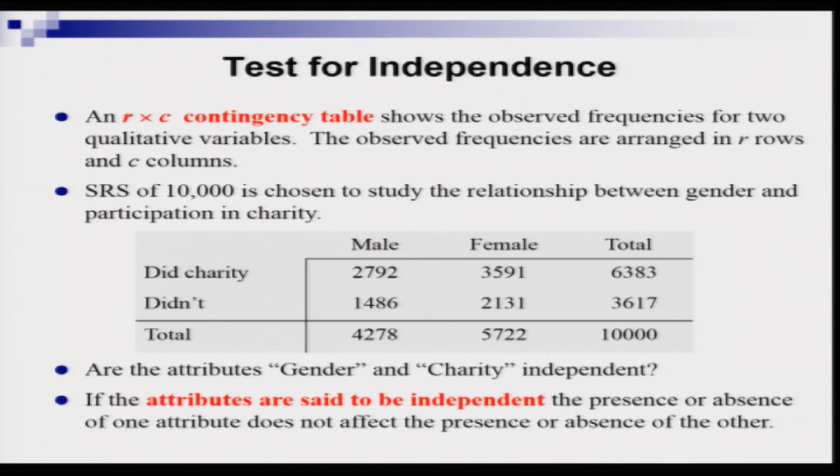So, here the question at hand is: are the attributes gender and charity independent? So, we are talking about independence and association. Let us briefly define what I mean by independence. If the attributes are said to be independent, then the presence or absence of one attribute does not affect the presence or absence of the other attribute. That is basically, in a nutshell, what independence means in the context of qualitative variables.